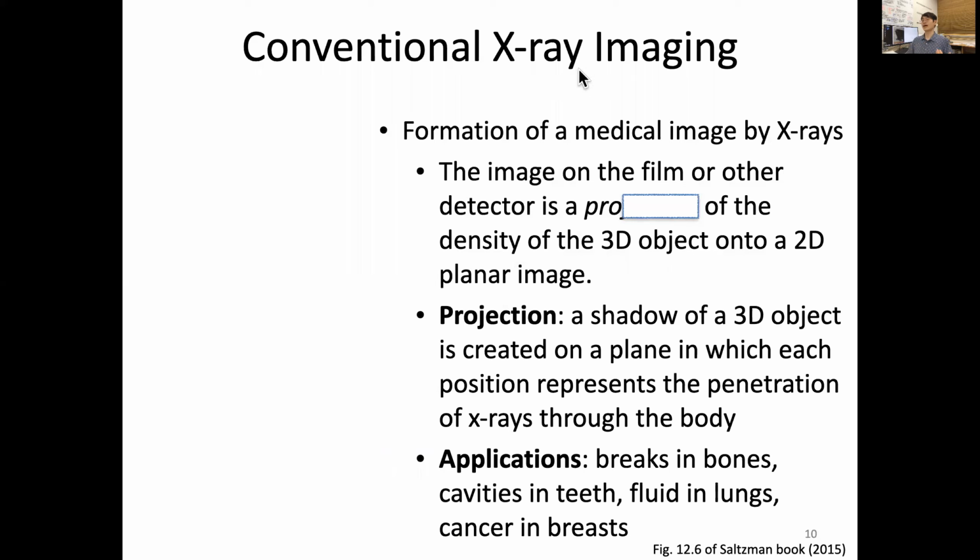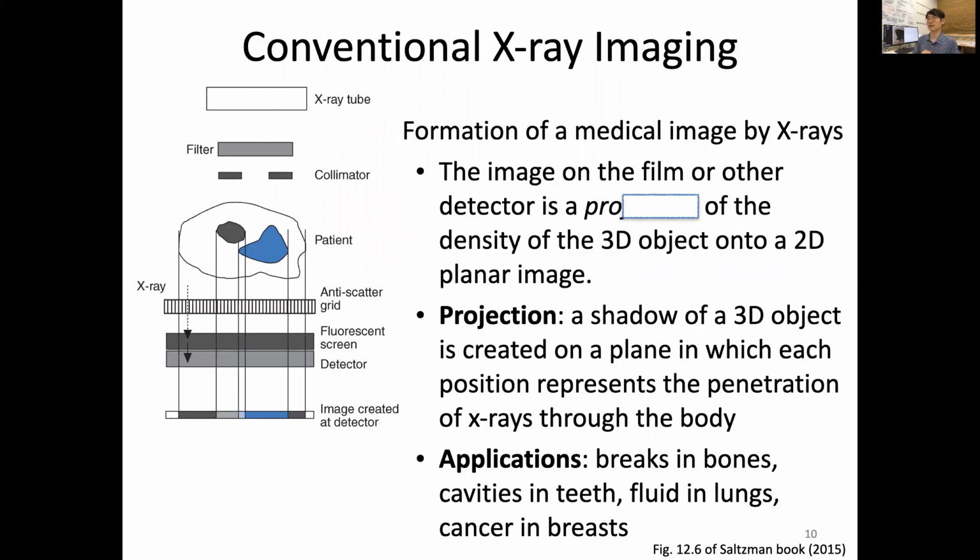So conventional X-ray imaging is a form of medical imaging by X-rays. Let me just explain conventional X-ray imaging. As you see, there is an X-ray source or tube, and there's an X-ray coming out. There are filters and a collimator making the X-ray direction parallel in this particular case. Then this is, let's say, a patient body. Let's say the black ones represent bone and this color represents some other organ.